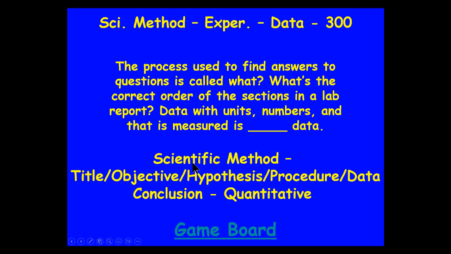Okay, so it's scientific method, process used to find answers to questions. Title, the objective of the lab report, your hypothesis, your procedure, the data section, it's going to be graphs, data table, and then your conclusion. Data with units, numbers, and that is measured is quantitative, or count, quant, and qualitative data would be like heavy, hot, light, big. So it gives you some information, but it does not give you units and is not specific.